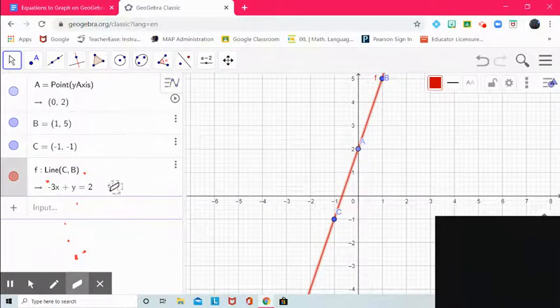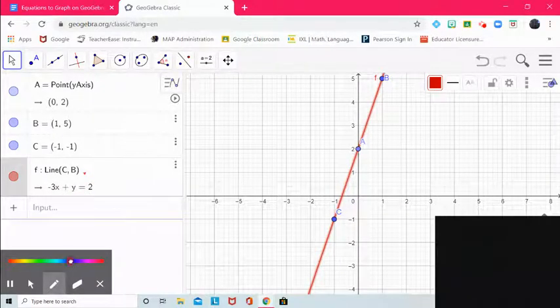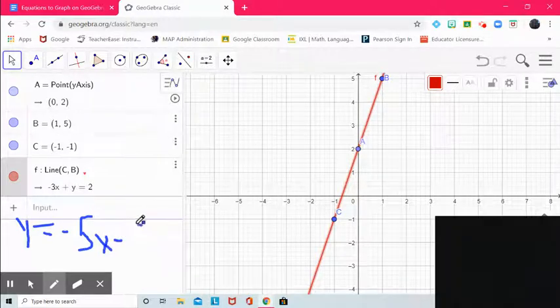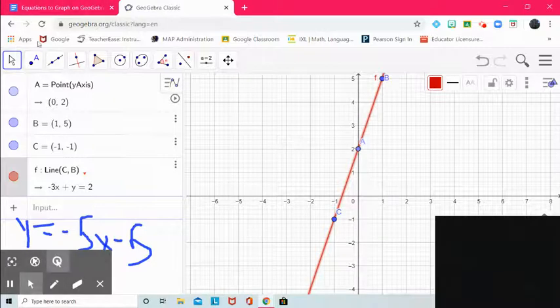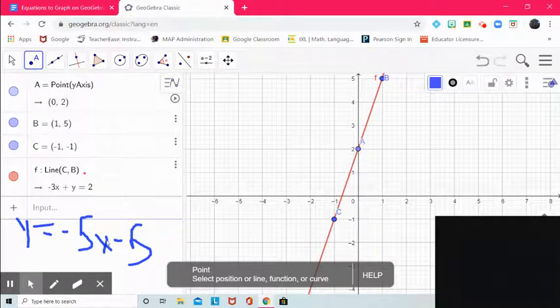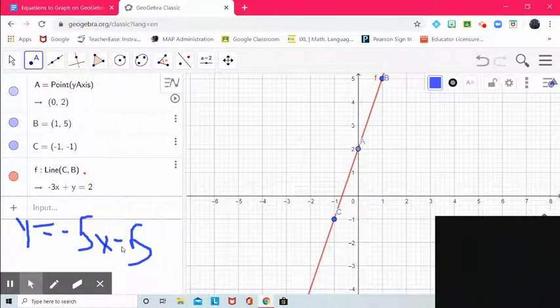And this time, let's write in blue, and we're going to do the equation y equals negative 5x minus 5. Okay, so just like I was saying before, you have to remember that this minus 5, the minus is no longer a subtraction sign. It's not the sign, it's part of the 5.